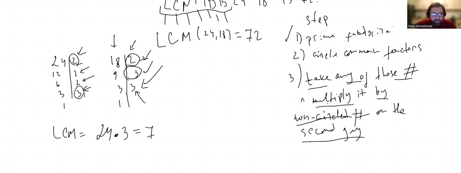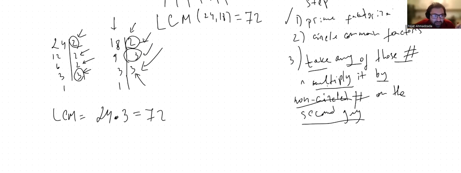Let's take the other number. For example, we can also take 18. This should also be 72, the same thing, according to Shuriya's definition. So we're going to take any of those numbers. That time we took 24, so this time we will take 18. We will multiply 18 by non-circled numbers on the second number. Now our second number is 24. So we're going to multiply 18 by non-circled numbers in 24.